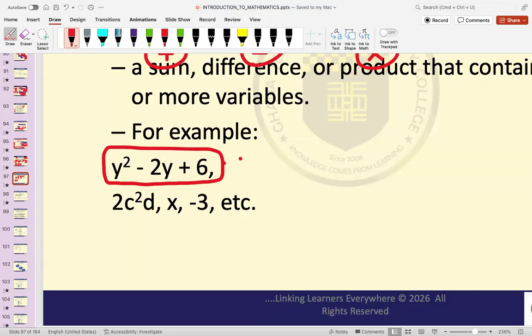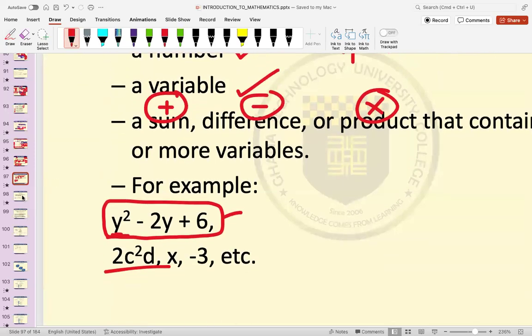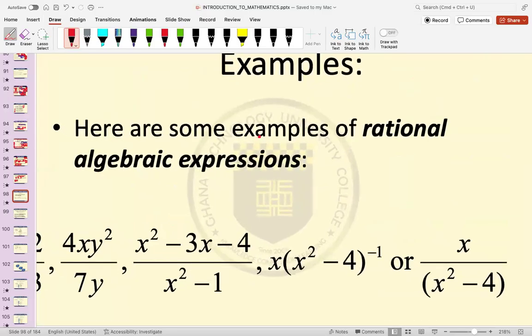And then we were writing stuff like this: y squared minus 2y plus 6. This is alphanumeric, because I'm seeing alphabet and I'm seeing numbers. 2cd squared. This is also alphanumeric. I'm seeing number, I'm seeing letters. So this is what we learned last week about algebraic expressions. But what I want you to know is that those were the normal algebraic expressions.